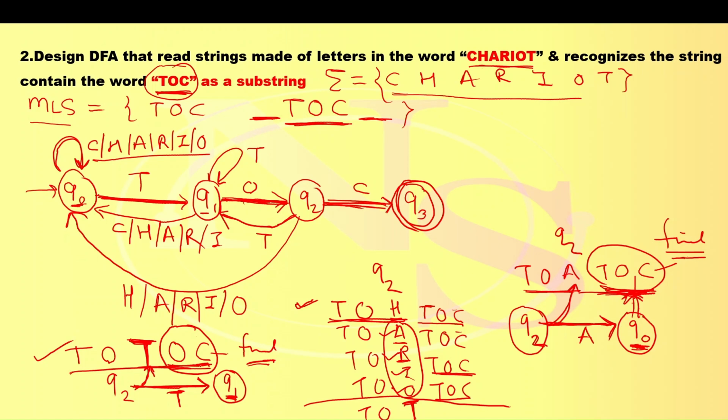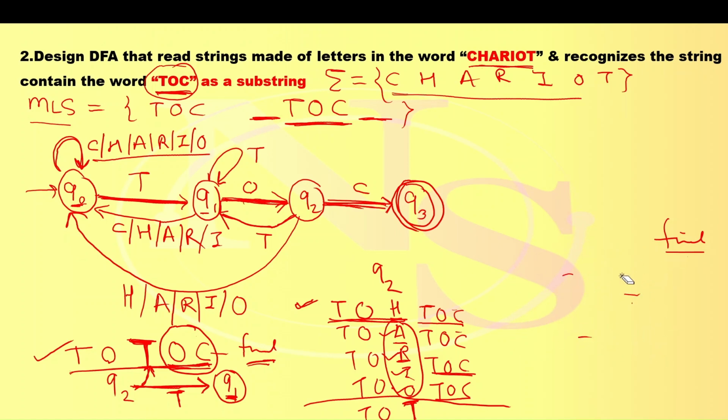Now make Q3 as a substring. It's very easy. How to make Q3 as a substring? You can follow the same approach, or there is a shortcut also. What is the same approach? Write down Q3. How to reach Q3 from the starting state? By reading TOC. I am at Q3. At Q3 I am trying to find the transition for which symbol? For all the symbols, because from Q3 there is no path. I am trying to find the transition for C, H, A, R, I, O, T.